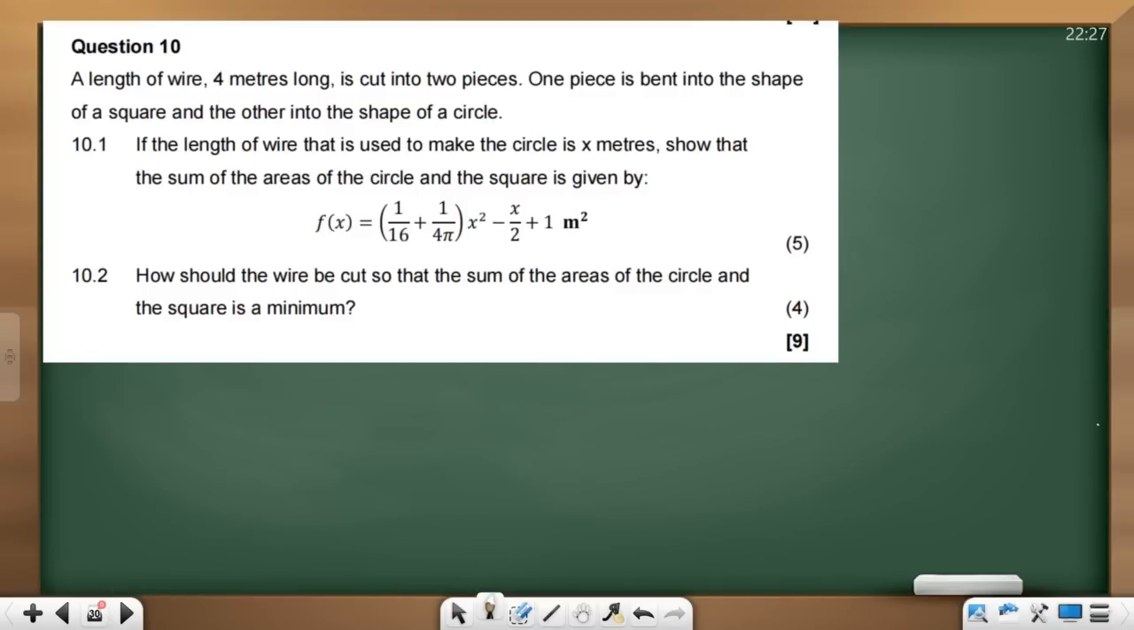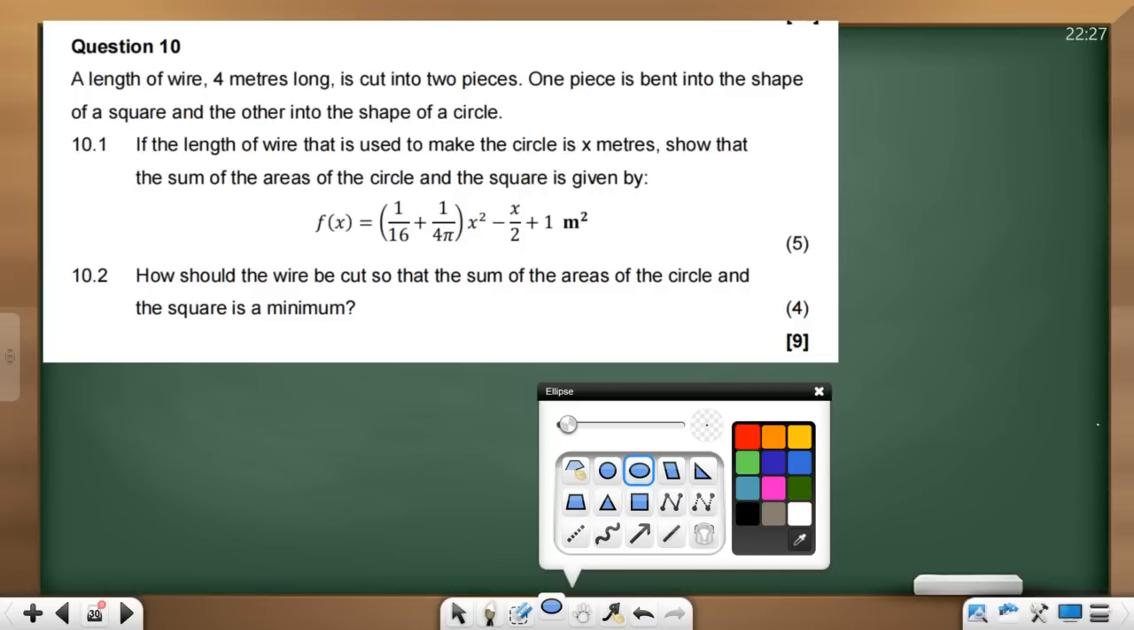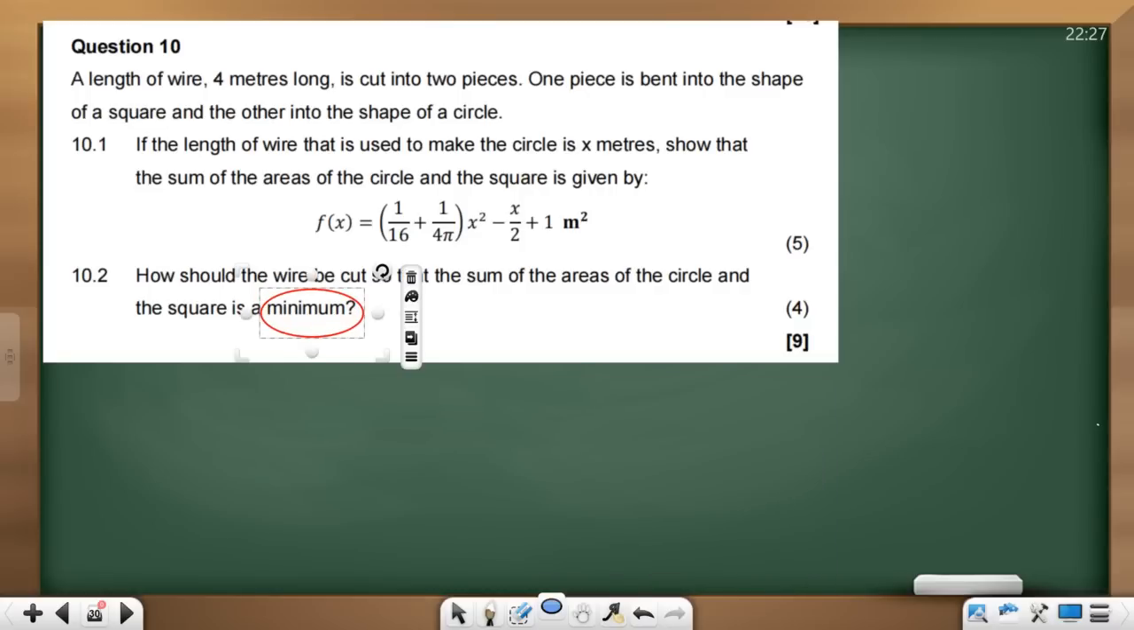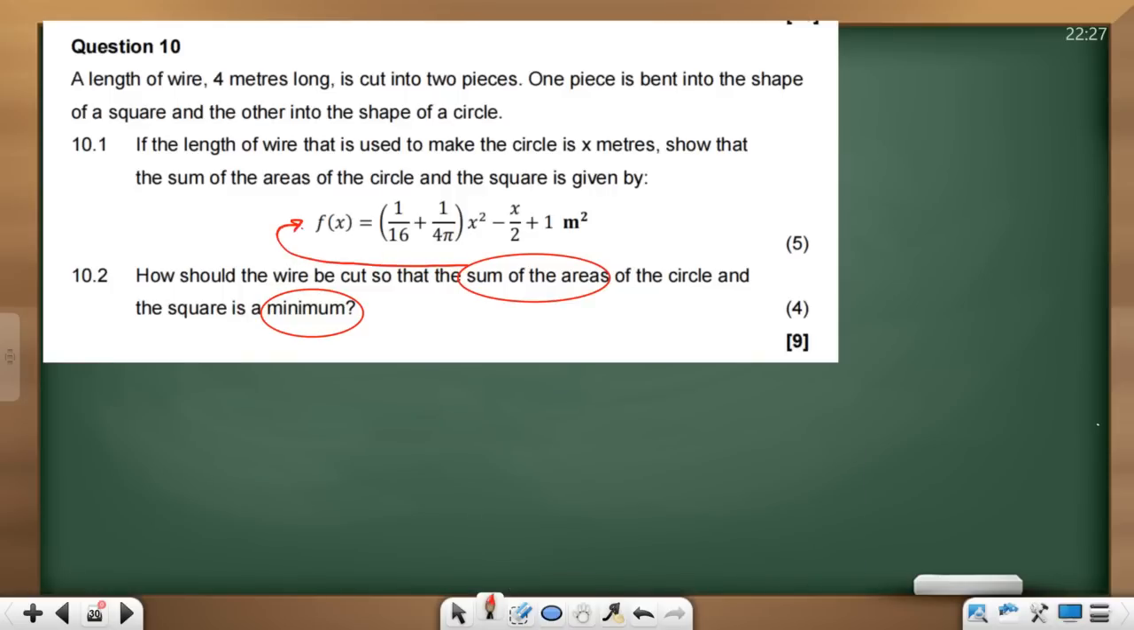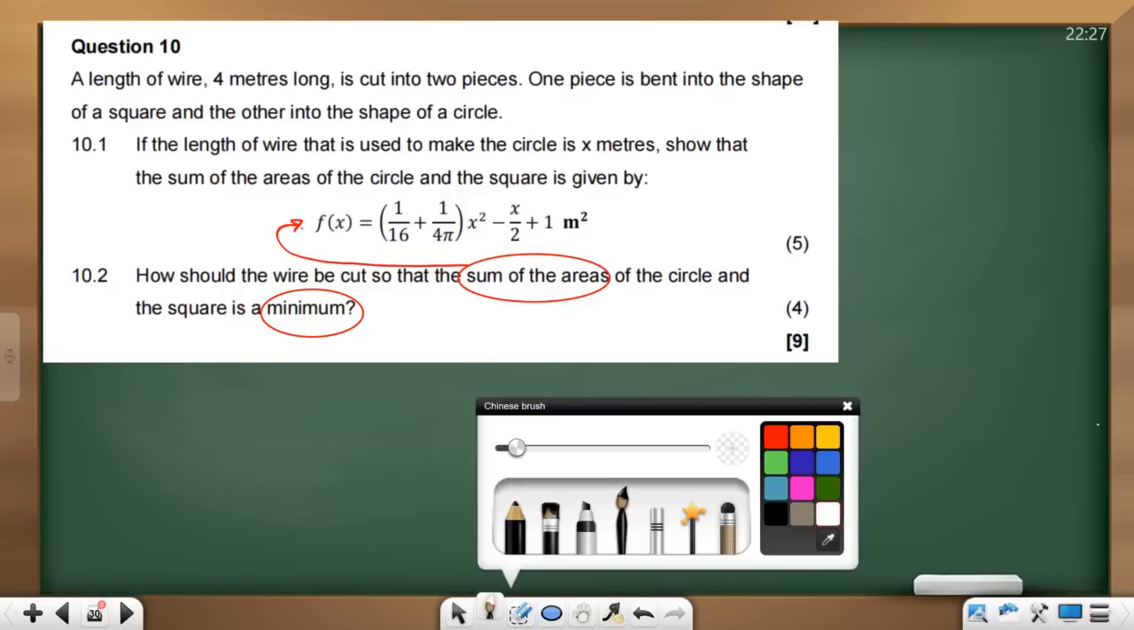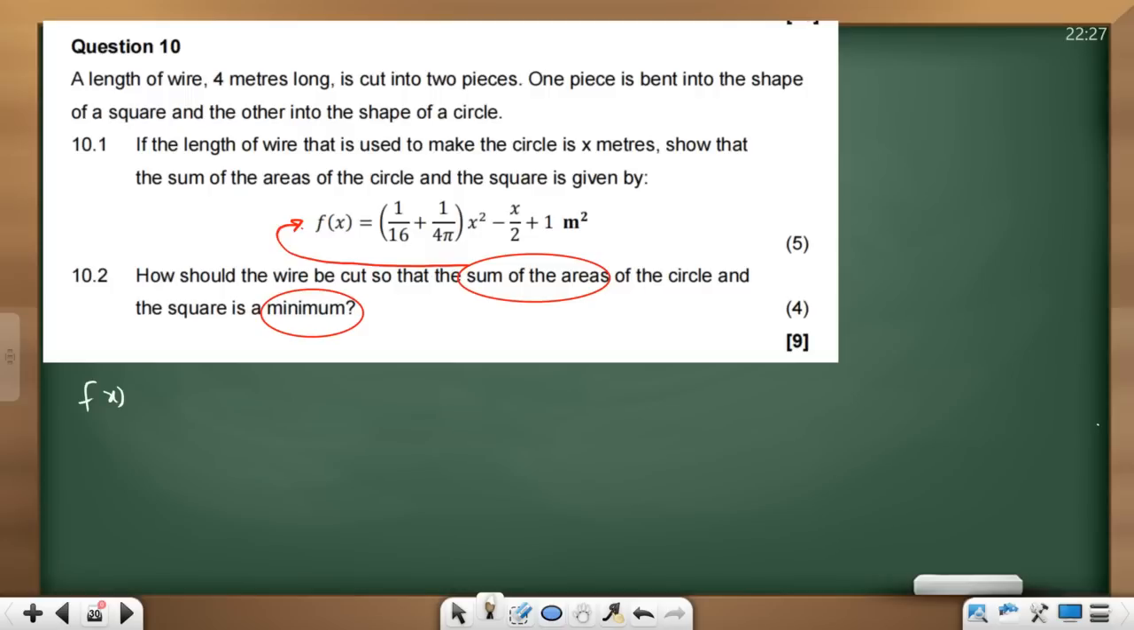What a lovely job. Now, 10.2. How should the wire be cut so that the sum of the areas of the circle and the square is a minimum? Please check. Number 1, I see they've given me the word minimum, which talks about derivative. But what? The sum of the areas. Wait, that is what we got here as f of x. Sweet. So what do we do? F of x we are given is 1 over 16, or which we proved earlier on, 1 over 4 pi, x squared minus x over 2 plus 1.